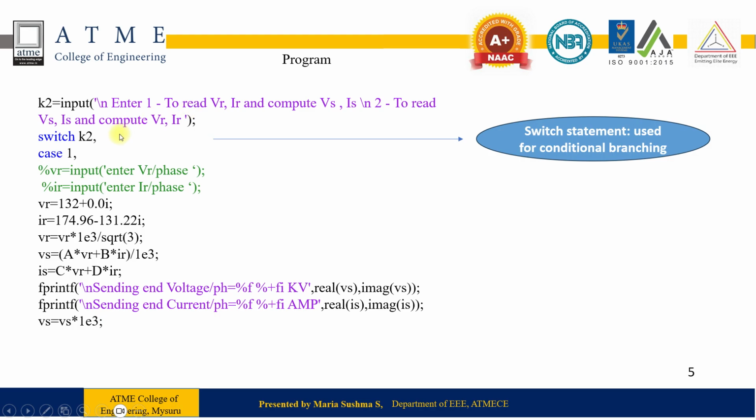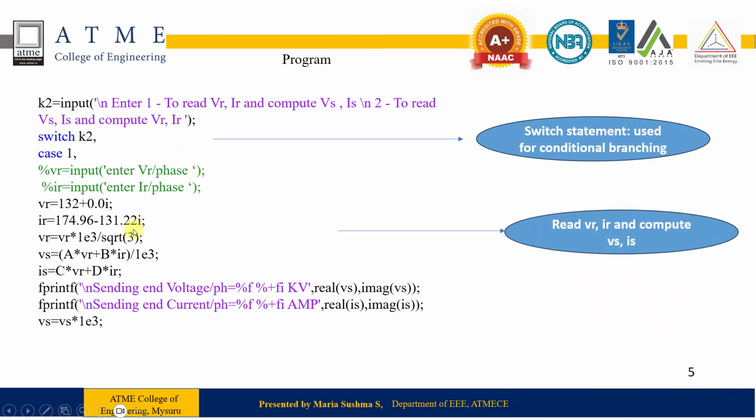The second switching statement we are using here is to read VRIR and compute VSIS with option 1, and for option 2 it is VSIS we are reading and VRIR we are trying to compute. So this is the set of equations. We have the given data, VRIR is considered as given data. We are calculating VS and IS. The calculated values are displayed using the fprintf statements.